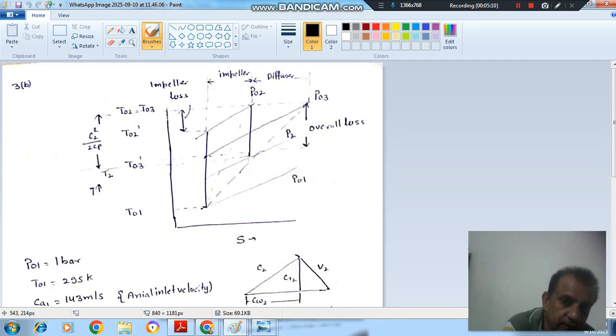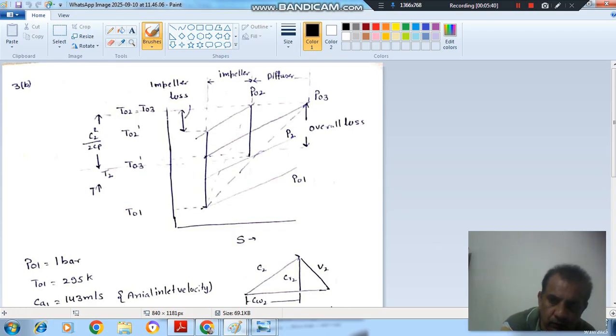Now this is the point where the air enters the diffuser, and the pressure here is P2 and temperature here is T2, and velocity here is C2. So this is your dynamic head. If we add the dynamic temperature, C2 square by 2 Cp, to T2, then we will get the final stagnation temperature, that is T02. So this is the explanation of the diagram.